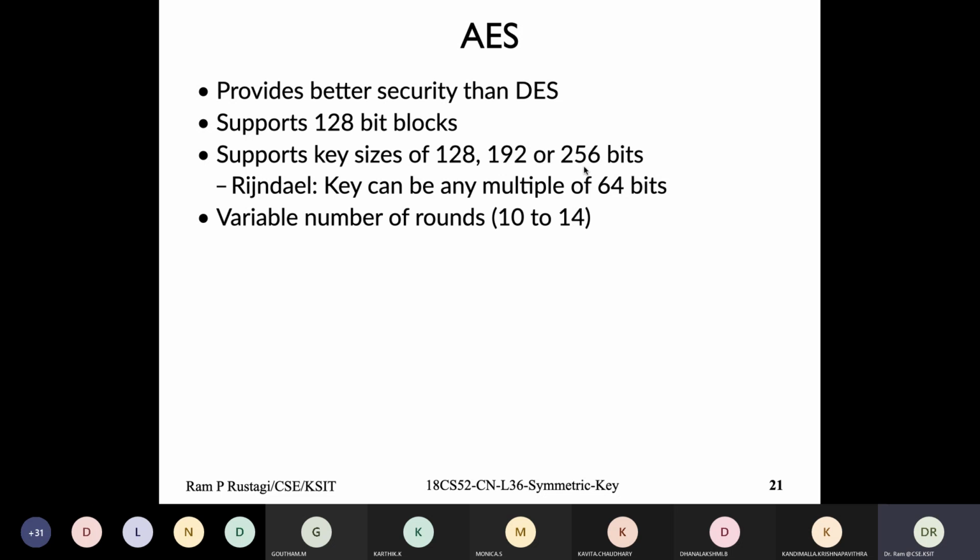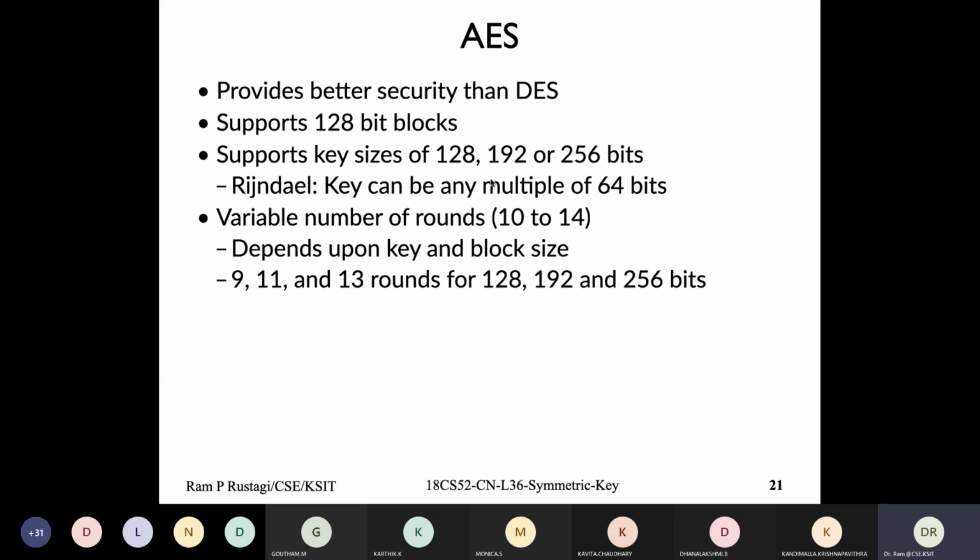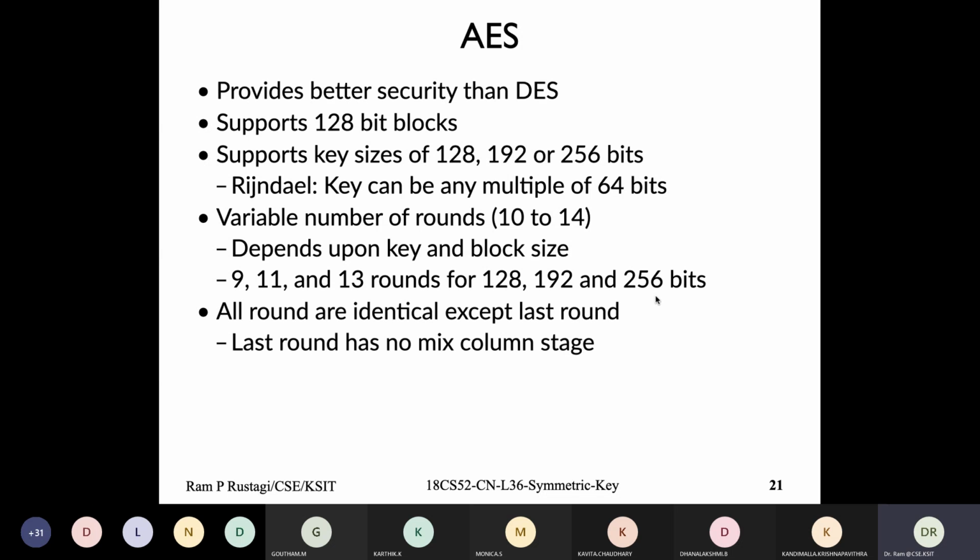Depending on the key size, whether 128-bit, 192-bit, or 256-bit, the number of rounds varies from 10 to 14. The first is maybe initialization and then the remaining rounds. In DES, the number of rounds, 16, was fixed. Here, the rounds vary depending on the key size. If it's 128-bit, use 9 rounds. For 192-bit, use 11 rounds. And for 256-bit, 13 rounds. Plus one initialization, that makes it 10 to 14 rounds. All rounds are identical except the last round.